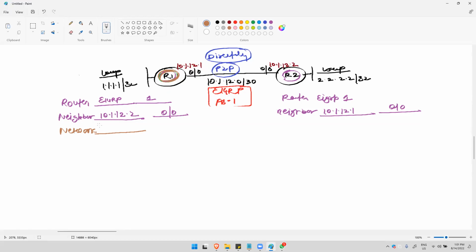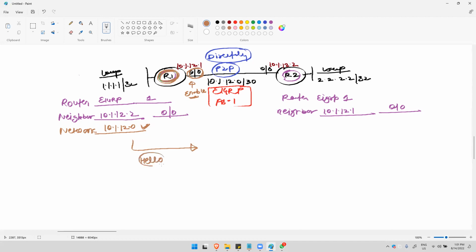If I run network 10.1.12.0, router 1 looks into the routing table to see how many interfaces are related to this network. Router 1 gets only one interface, and on this interface it enables EIGRP. Since the neighbor was already defined manually, as 12.2, whenever R1 tries to send a message, which message is it?